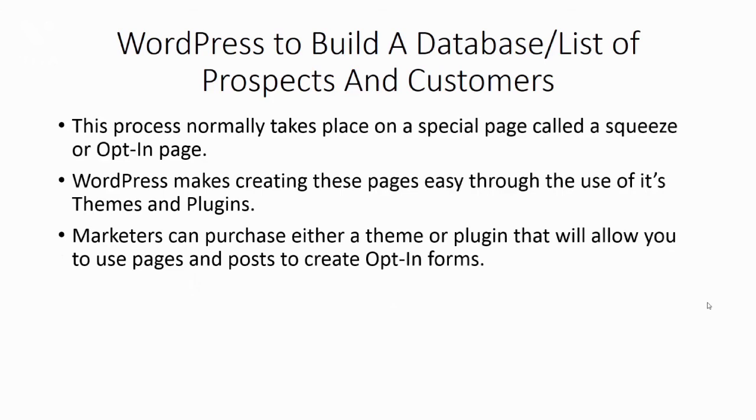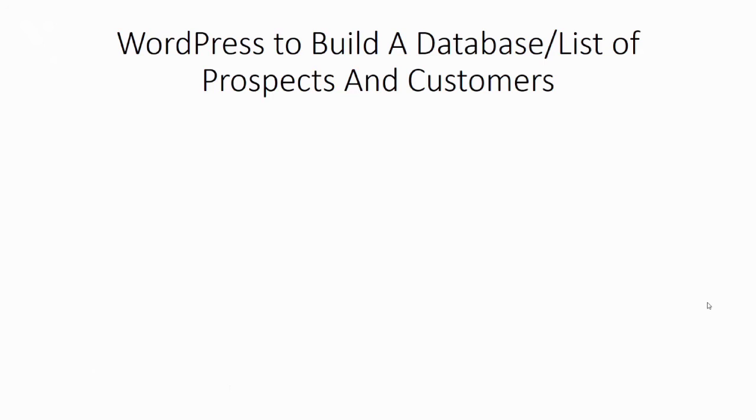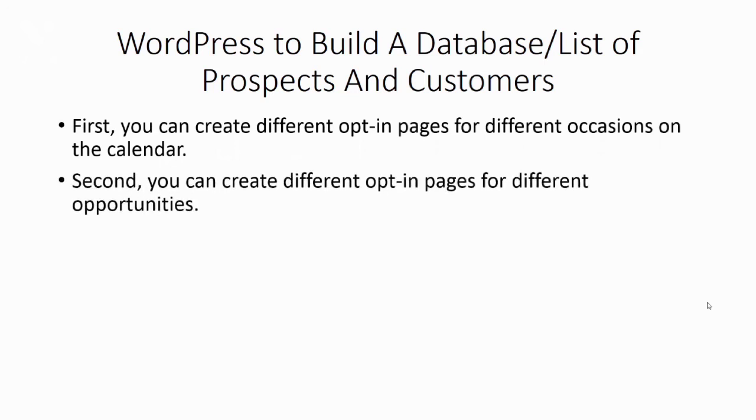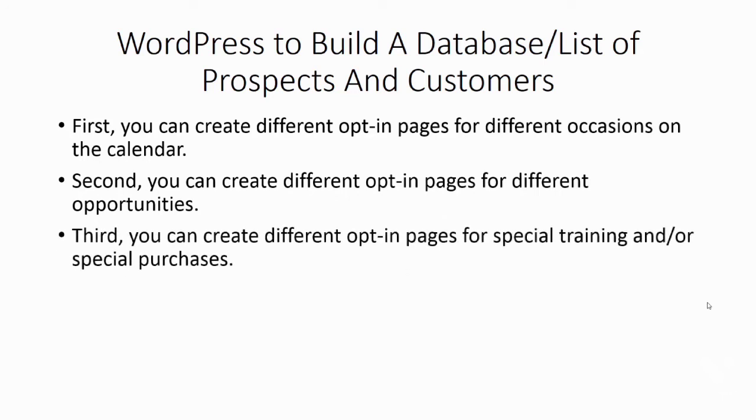As a marketer, you can either purchase a theme or plugin that will allow you to use pages and posts to create opt-in forms. Using one of the various plugins and or themes, you can connect to an autoresponder and make certain lists available. This process is important to understand. First, you can create different opt-in pages for different occasions on the calendar. Second, you can create different opt-in pages for different opportunities. Third, you can create different opt-in pages for special training or special purposes.